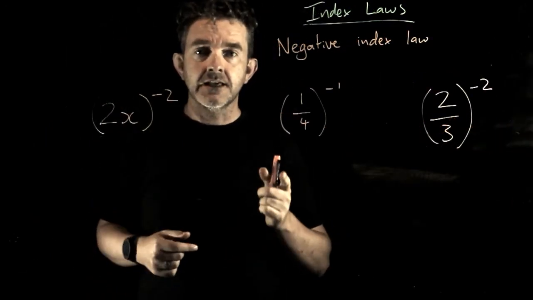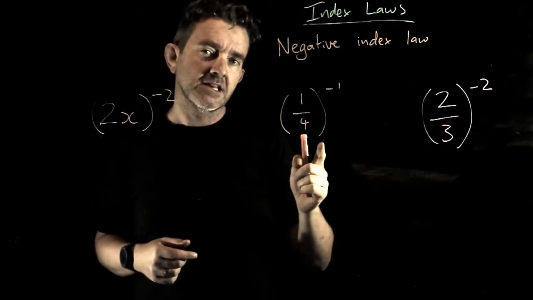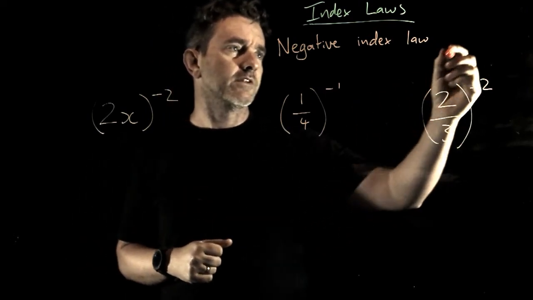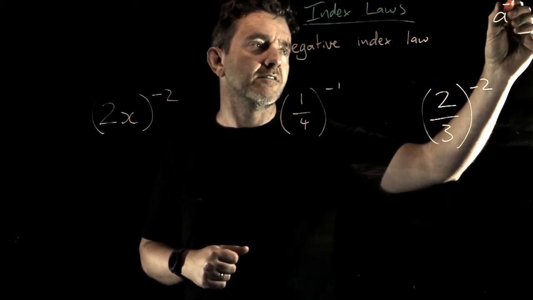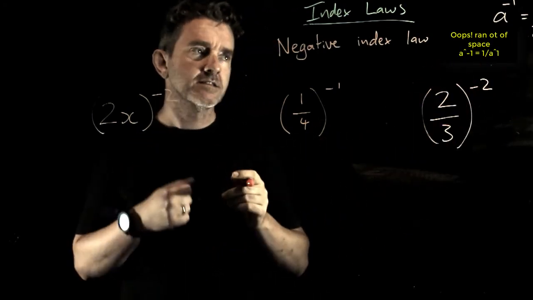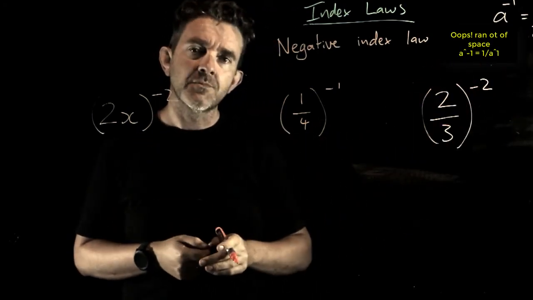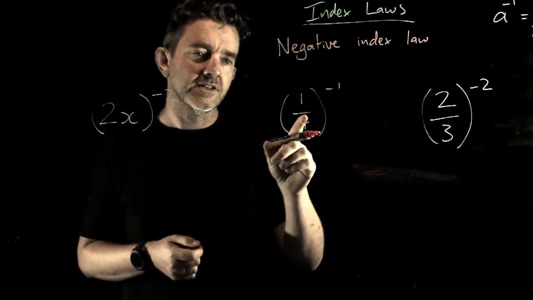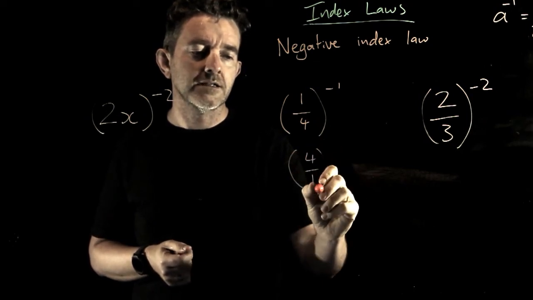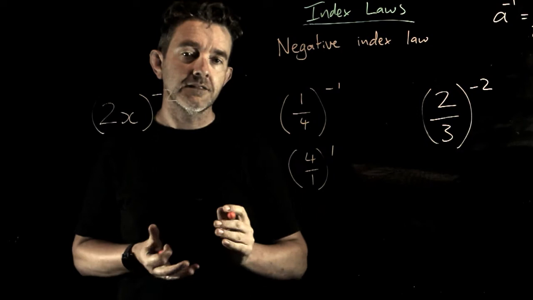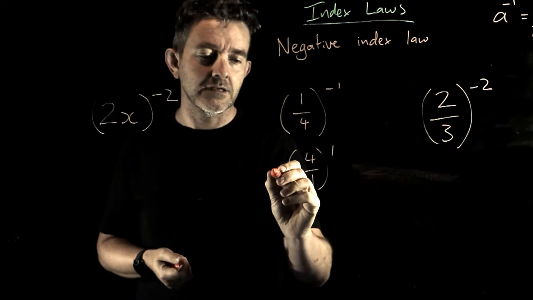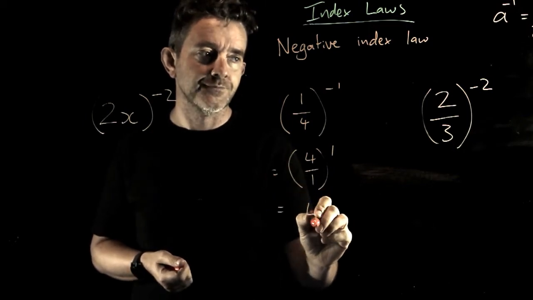On the previous screen, it said that if you have something to a negative power, it's the same as the reciprocal to a positive power. So, for example, a to the power of negative 1 becomes 1 over a to the power of 1. You can see how it gets switched around. So if you see a fraction inside a bracket with a negative outside it, and it's a negative 1, it's really just going to be 4 over 1 to the power of 1. Anything to the power of 1 is just itself. 4 over 1 is just 4, so that's going to be equal to 4.